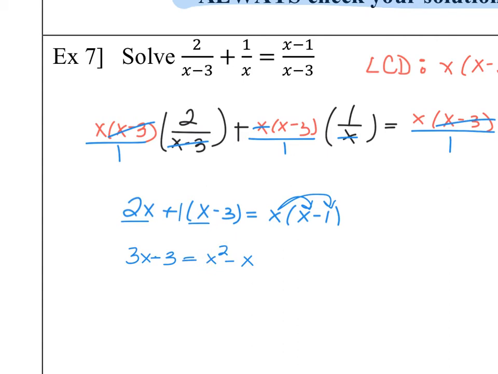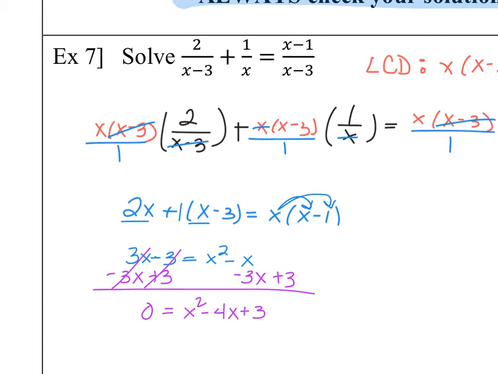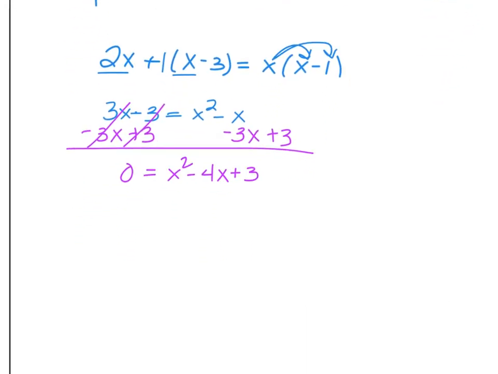So let's move the left-hand stuff over to the right hand. So I'm going to subtract 3x, add 3 to both sides also. So I have 0 equals x squared minus 4x plus 3. Okay, solving a quadratic. You could use the quadratic formula if you remember that from a long time ago, but this is going to factor nice.